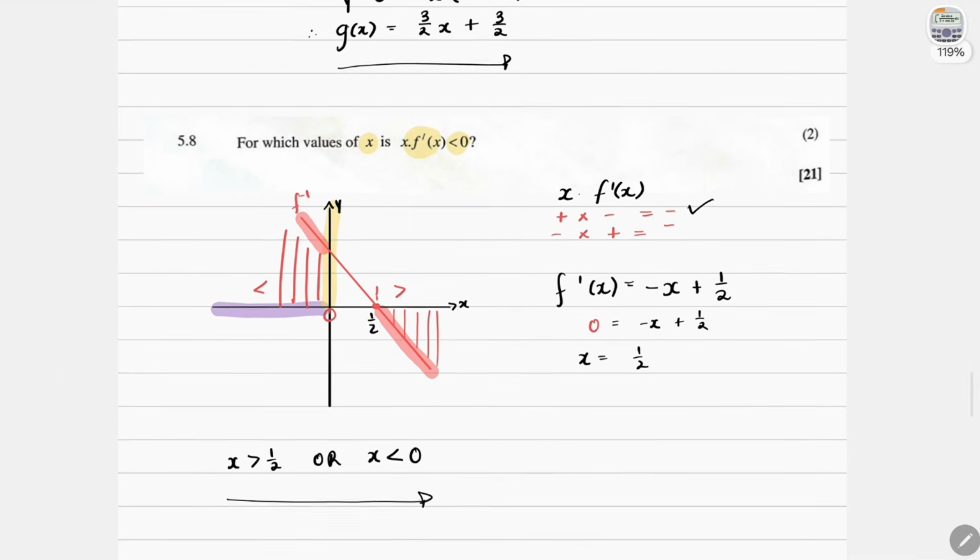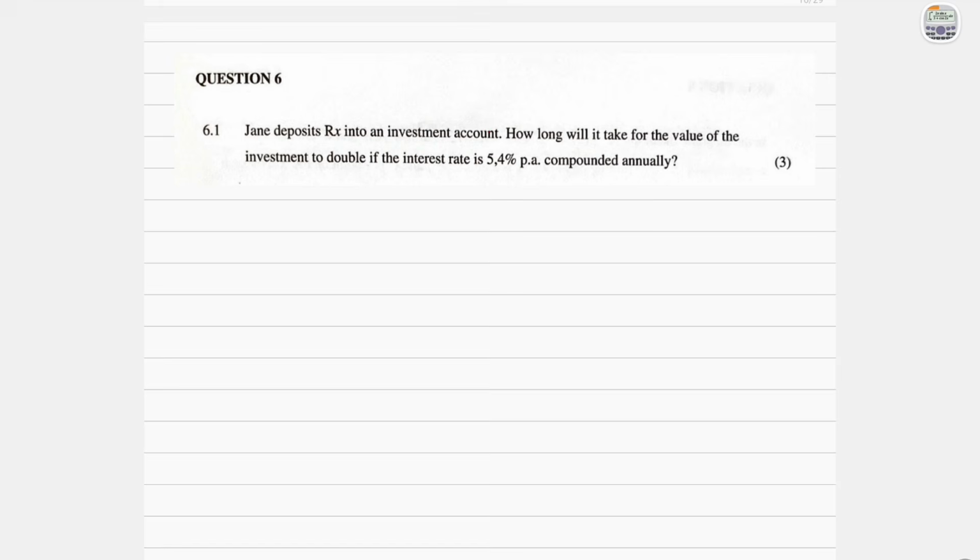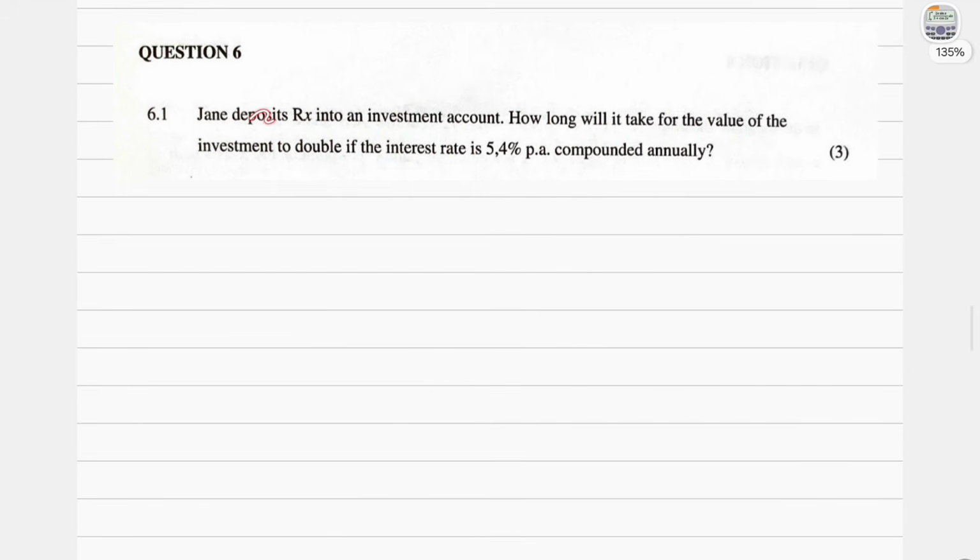And that is it for question 5. Question 6.1 says, Jane deposits X Rand into an investment account.